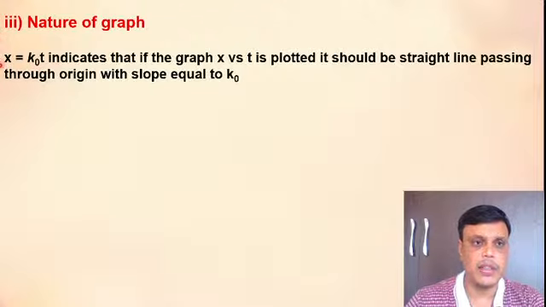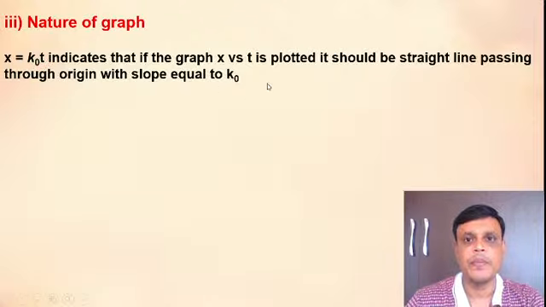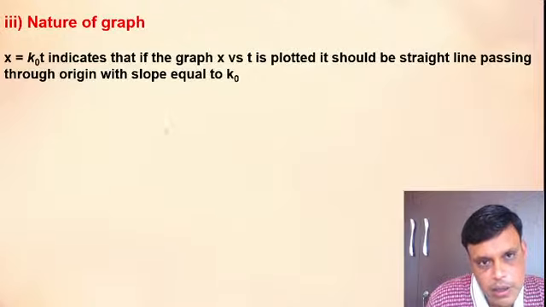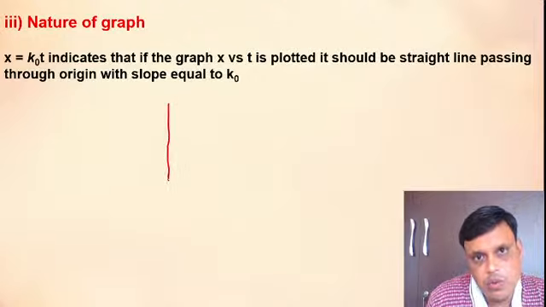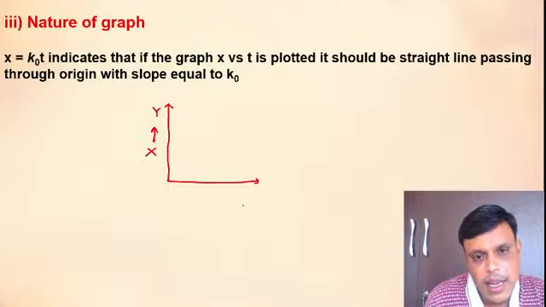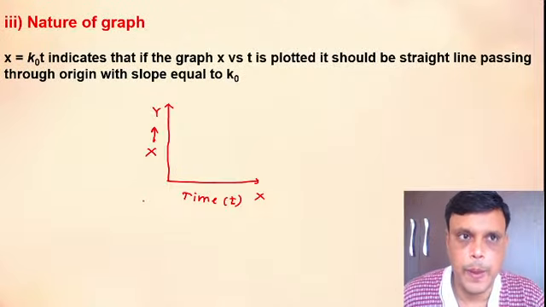We know that very well now. This is your integrated equation for zero order reaction, which indicates that if the graph of x versus t is plotted, then it should be a straight line passing through origin with a slope equal to k0. For example, if we plot a graph of x versus t, with x on the y-axis and time t on the x-axis, this is your graph of zero order reactions.